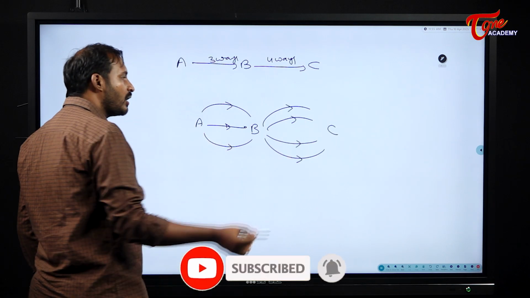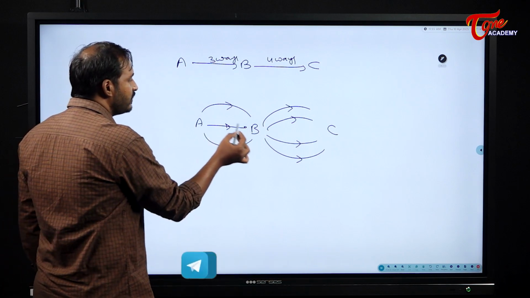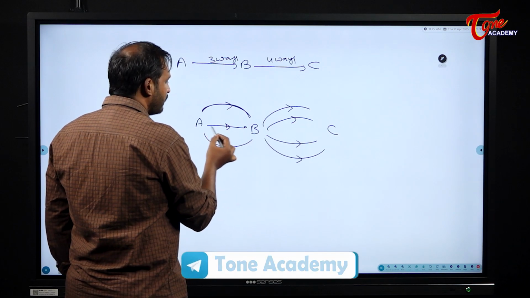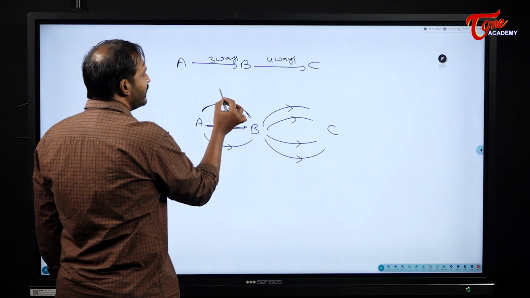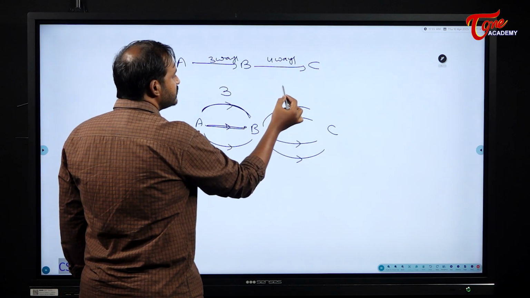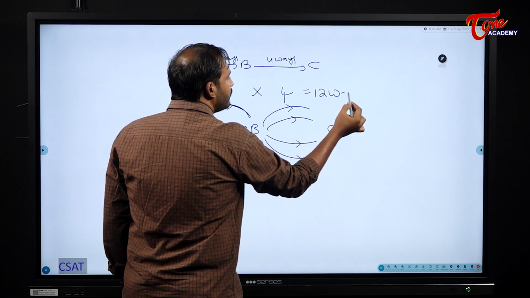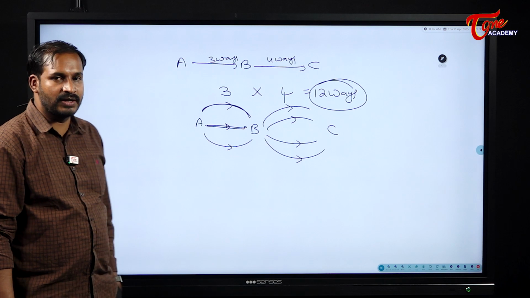So, overall how many ways can we go from A to C? See here students, from here to here he can go from this one, and from here 1, 2, 3, 4. And from here to here this one, and 1, 2, 3, 4. To avoid all this confusion, simply from A to B how many chances are there? 3 chances. From B to C 4 chances. So 3 into 4, 12 ways. That means he can go from A to C in 12 different ways.